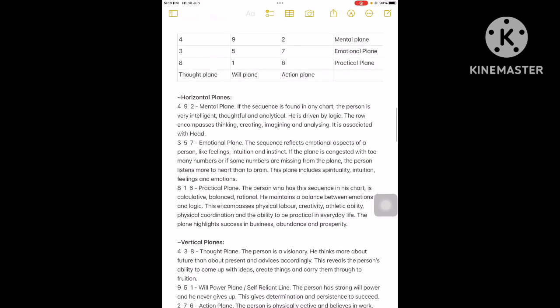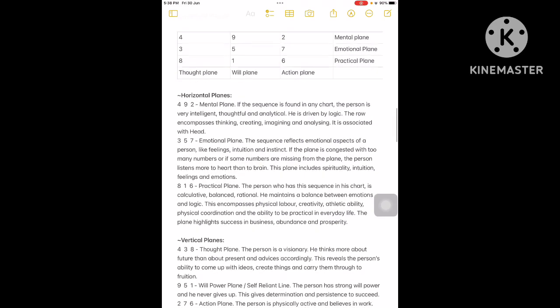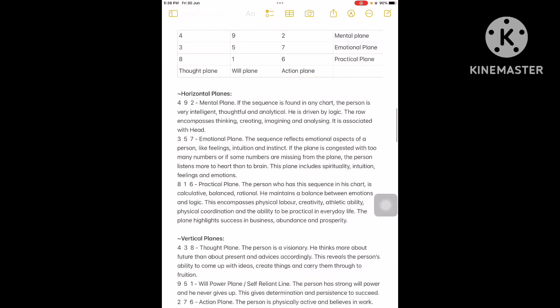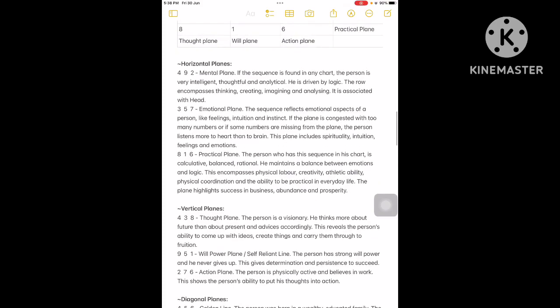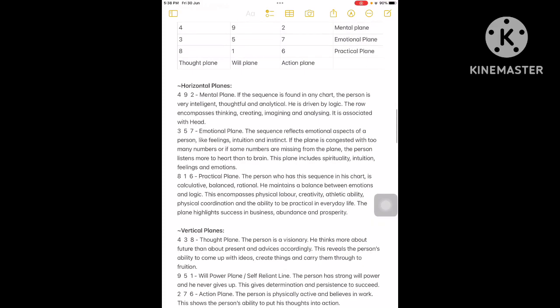And the other three planes are vertical planes: thought plane or vision plane, will plane and action plane. So thought plane is 438. If you see 438 in any chart, the person is a visionary. He thinks more about future than about present and advises accordingly.